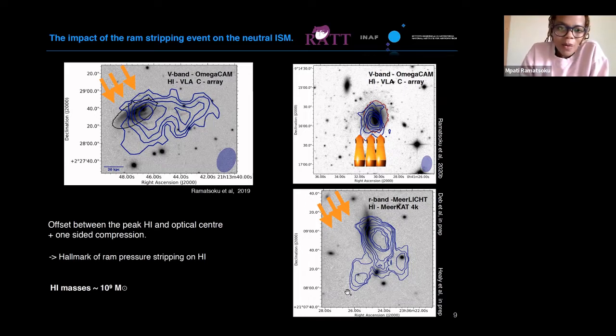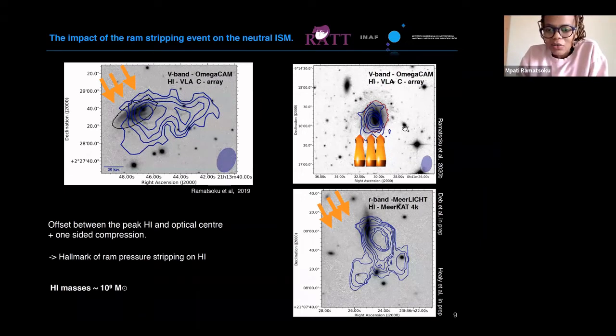In this slide, I am now showing the H1 column density contours shown in blue. These are overlaid over the V-band images from OmegaCAM on the VLT, the Very Large Telescope. And the different arrows are showing you the direction in which the galaxies are falling. So this galaxy over here is experiencing RAM pressure stripping within the plane of the sky, and so are these 2 galaxies.